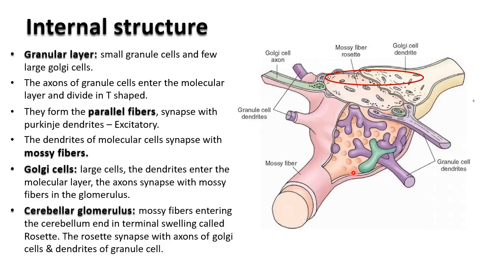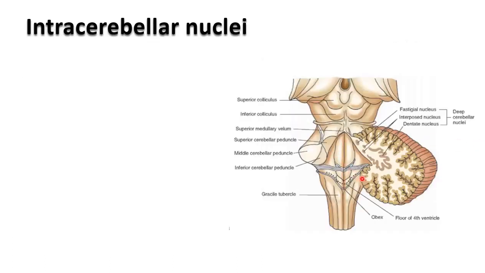Okay. So the only excitatory components are the mossy fibers and the climbing fibers, and the axons arising from the granule cells, forming the parallel fibers, are actually again excitatory to the Purkinje cells. Okay, so next, moving on to the intracerebellar nuclei. I told you the intracerebellar nuclei receive the axons of the Purkinje cells, and they are again inhibitory to the intracerebellar nuclei.